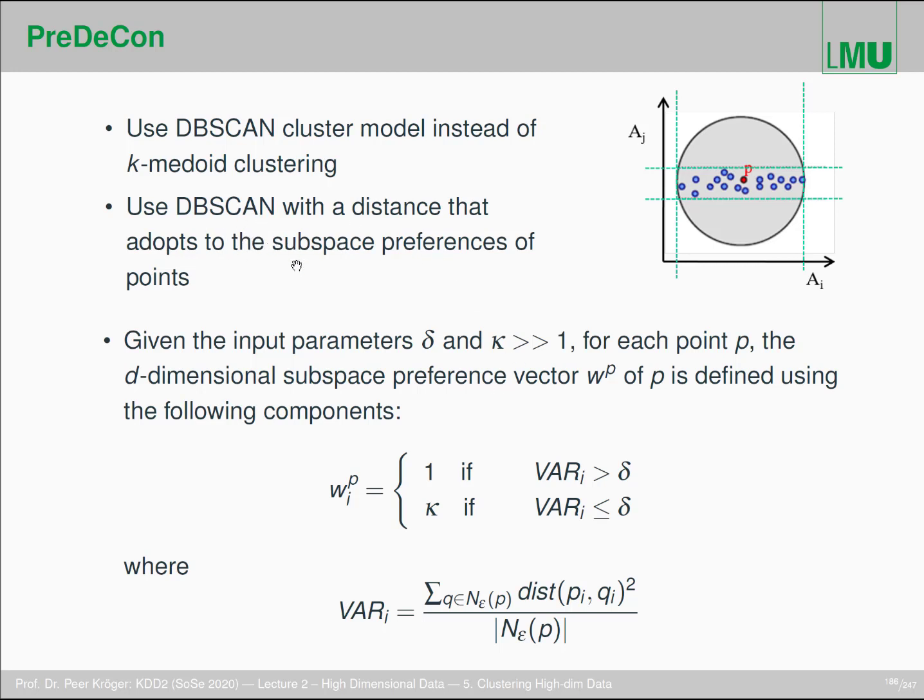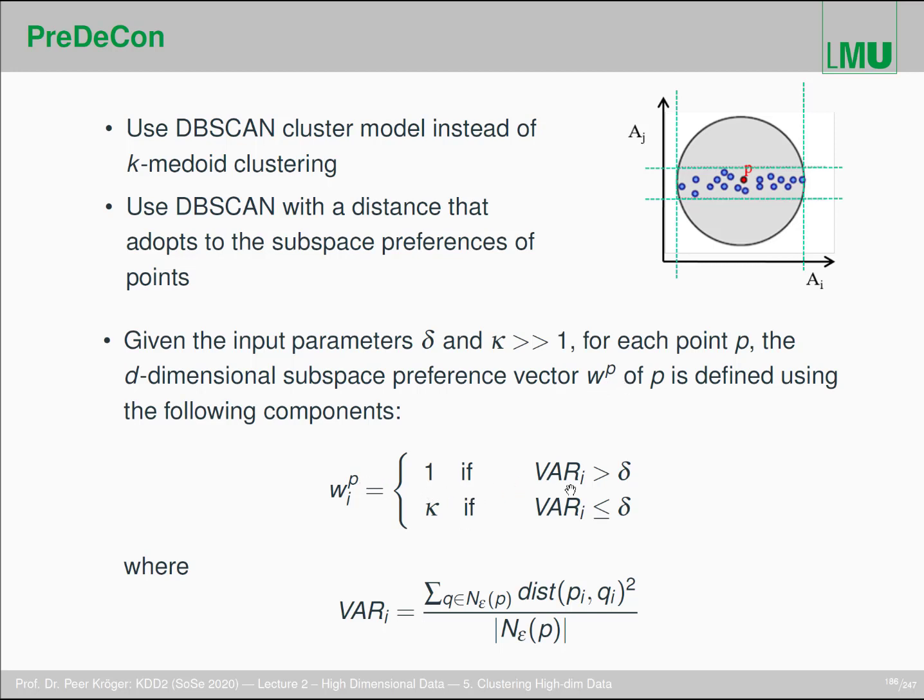So it uses DBScan, but actually a special distance function between points that adopts the subspace preference of the points. Yeah, and it takes two additional parameters to the density parameters, epsilon and min PDS, which is delta and kappa. Kappa should be much larger than 1. And then it defines for each point a so-called subspace preference vector, WP, of this point P. And it defines it like this.